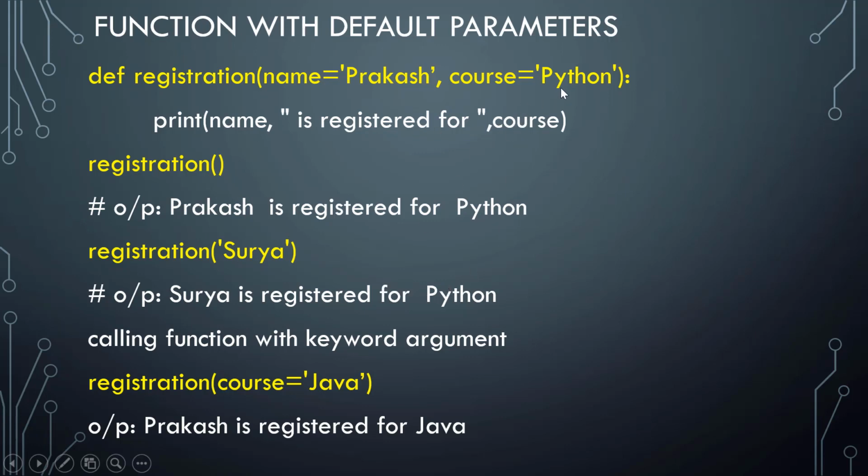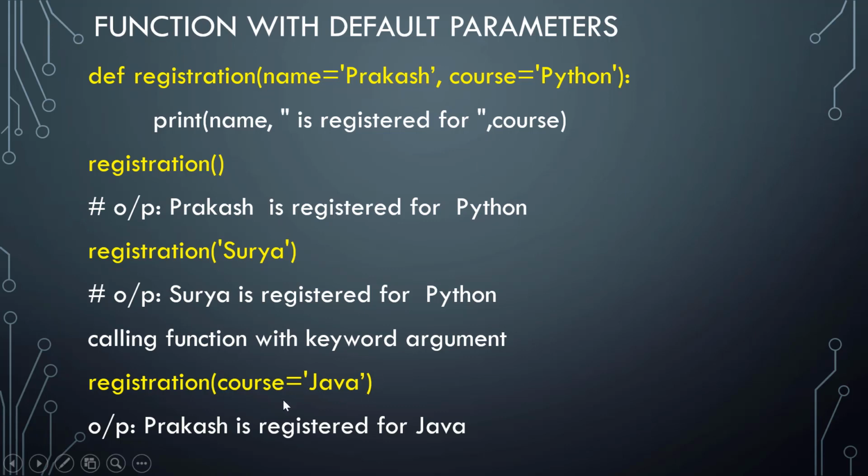But this won't apply when you are doing it in reverse. For example, I want to pass some other course name and I want Prakash automatically. So you can't give a comma and pass like that. You'll get an error. In that case, you need to specify the parameter. If it is other than the first parameter, for the remaining parameters you have to specify the parameter name explicitly. This is called a keyword argument.